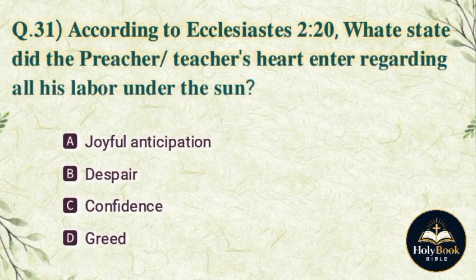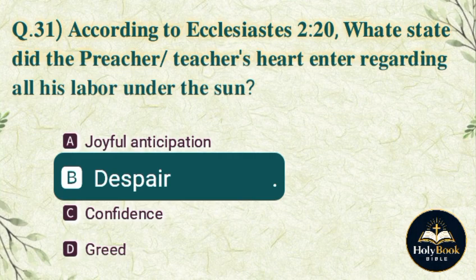Question. According to Ecclesiastes chapter 2, verse 20, what state did the teacher's heart enter regarding all his labor under the sun? Options. A. Joyful anticipation. B. Despair. C. Confidence. D. Greed. The correct answer is option B. Despair.